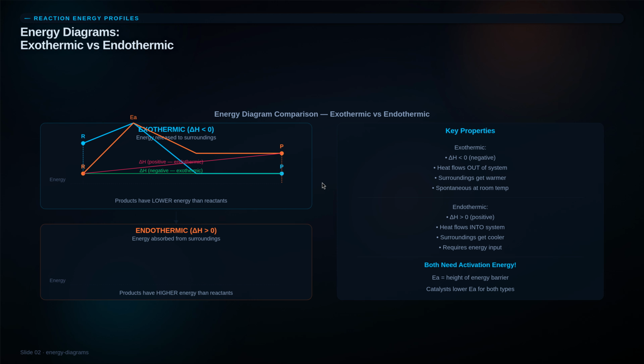In both cases, the activation energy barrier, E sub A, represents the minimum energy required to initiate the reaction. Catalysts lower this barrier without changing the overall energy difference. The diagram on the right illustrates both profiles side by side. Notice how the exothermic pathway releases energy while the endothermic pathway requires energy input.